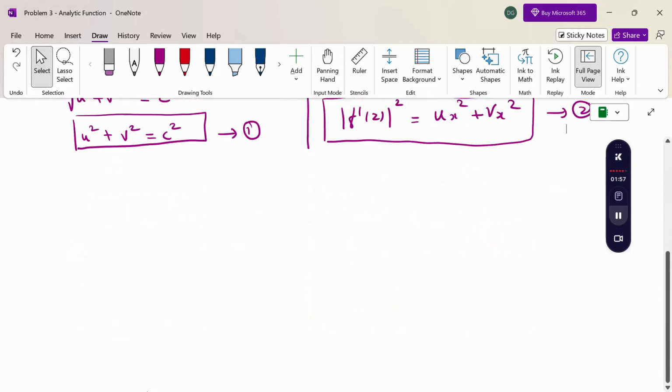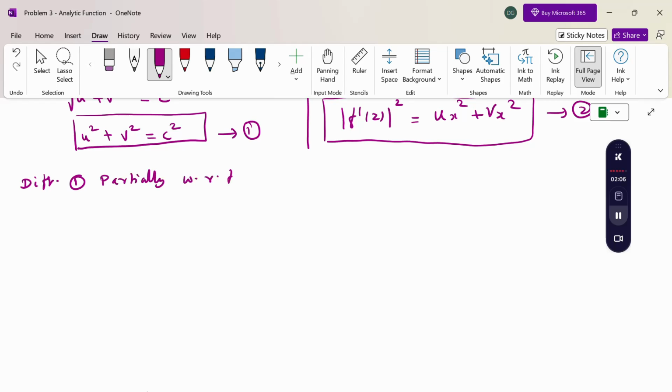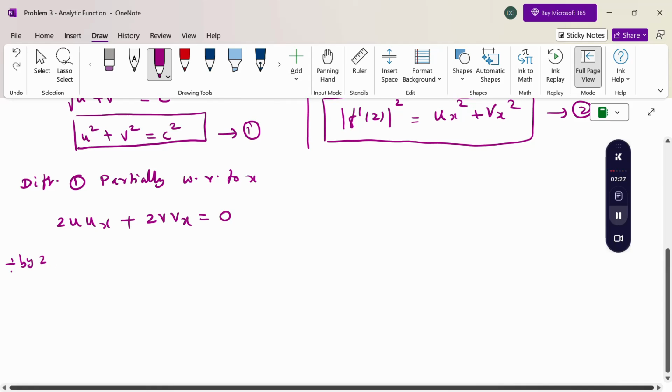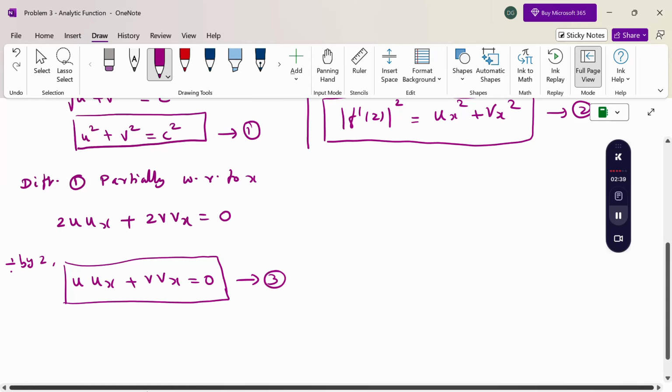From equation 1, differentiate partially with respect to x. When I differentiate u square, we get 2u into ux, where ux is the partial derivative with respect to x, plus the differentiation of v square, 2v vx, equal to 0. Now divide by 2. Therefore u ux plus v vx equals 0. Consider this equation number 3.